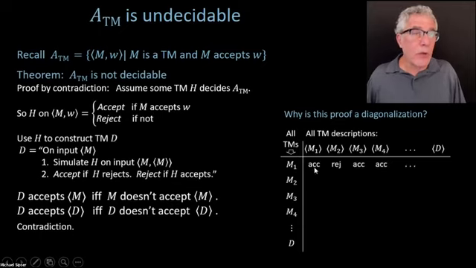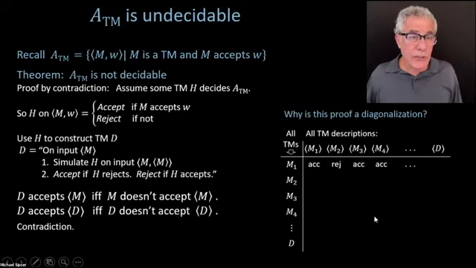So for example, M1 accepts its own description, but rejects the description of M2, but accepts the description of M3. I'm obviously making this up. I don't know what M1 is, but just hypothetically, that's what the machine M1 does. So I'm just filling out this table.